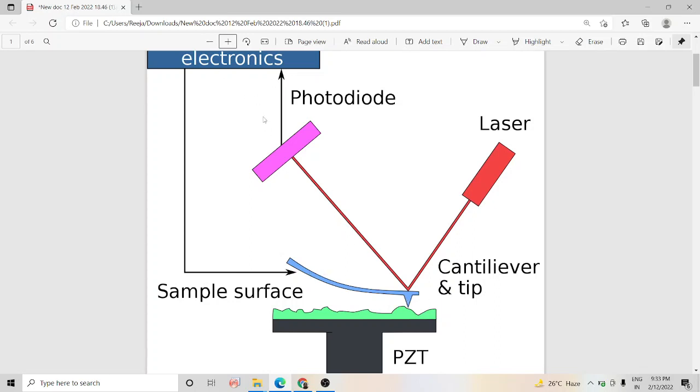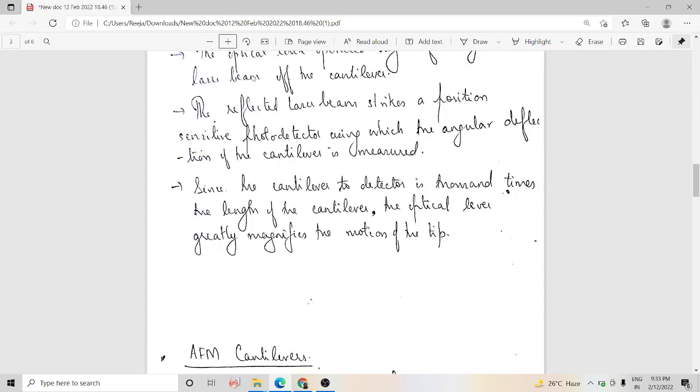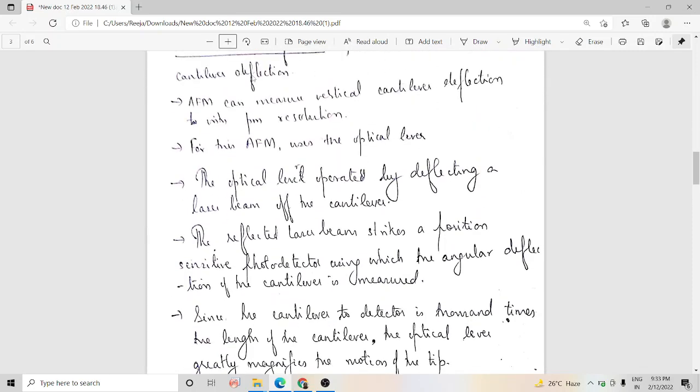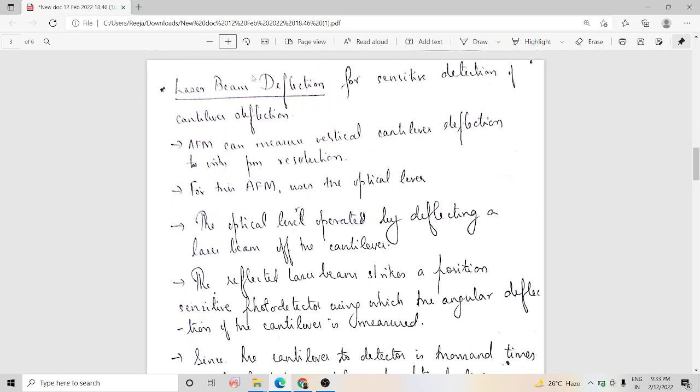Because the distance between the cantilever and the detector is about 1,000 times larger than the size of your cantilever. Okay. So the deflection of the cantilever is magnified several times in the detector, so that even a very small deflection will be detected here as an appreciable one. So I hope laser detection is clear. That helps the AFM to attain a very low resolution. First point, laser beam deflection for sensitive detection of the cantilever deflection.